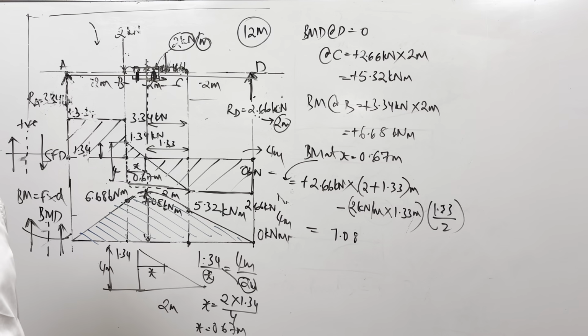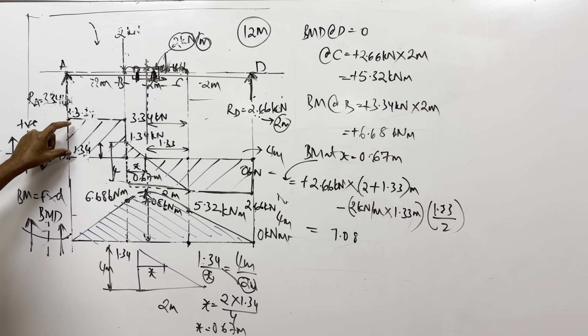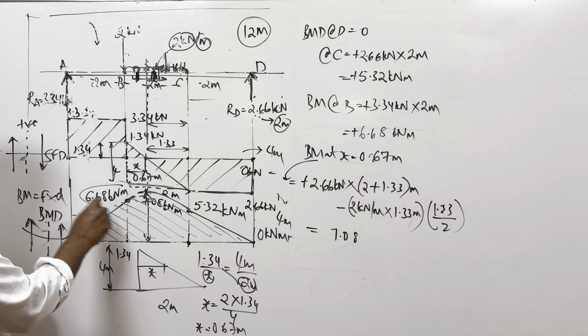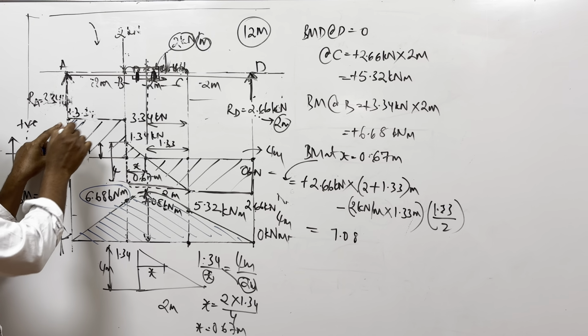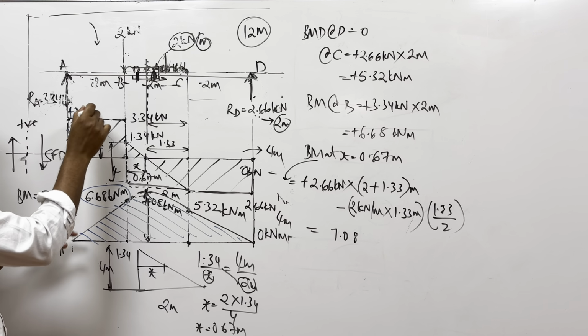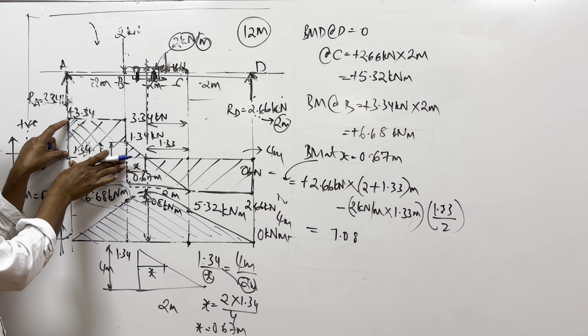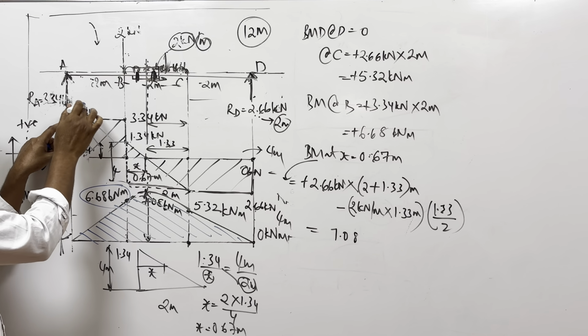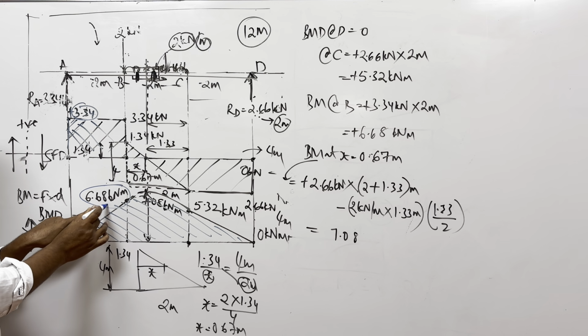And also you will see that bending moment is nothing but the integration of the shear force. So what is this value 6.68 here? 6.68 is actually the total area of this shear force here. So shear force height was 3.34. So height is 3.34. Length is how much? 2. So 2 into 3.34 is 6.68.